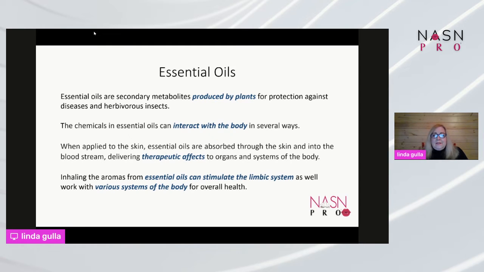When applied to the skin, essential oils are absorbed through the skin and into the bloodstream, delivering therapeutic effects to organs and systems of the body. Inhaling the aromas from essential oils can stimulate the limbic system, as well as work with various systems of the body for overall health.